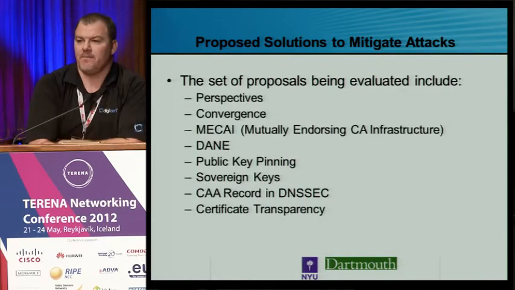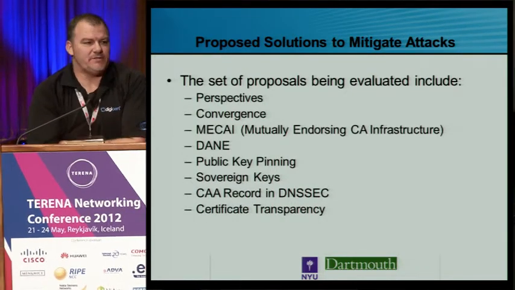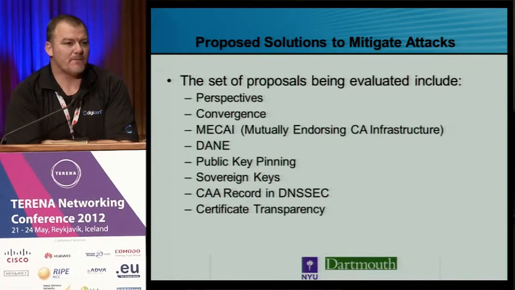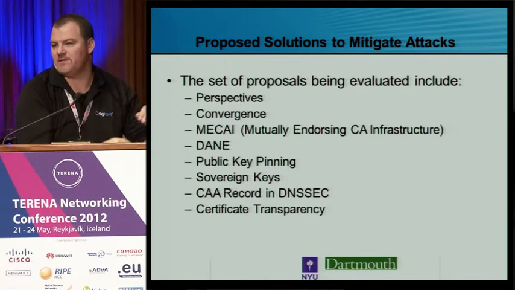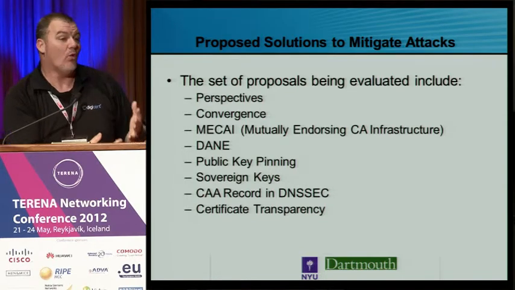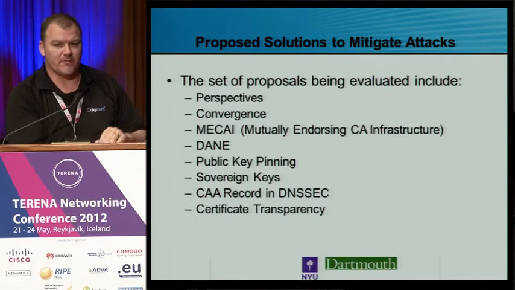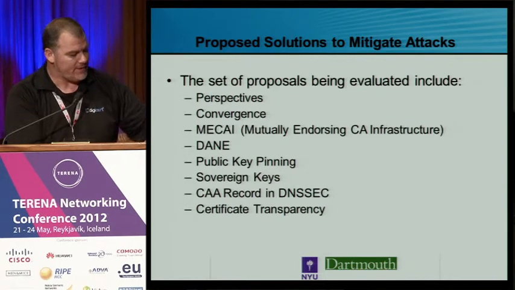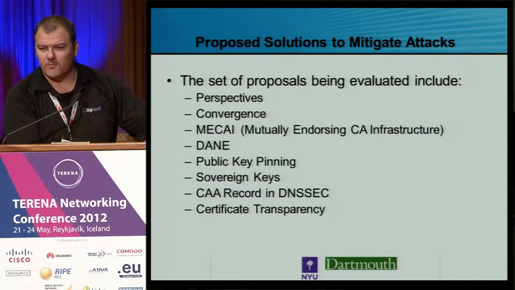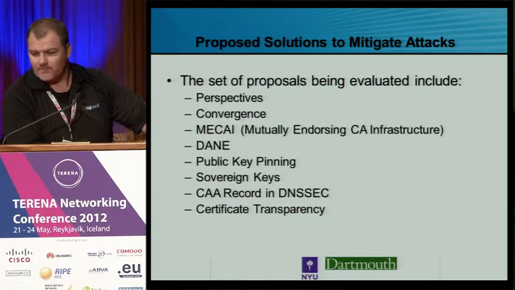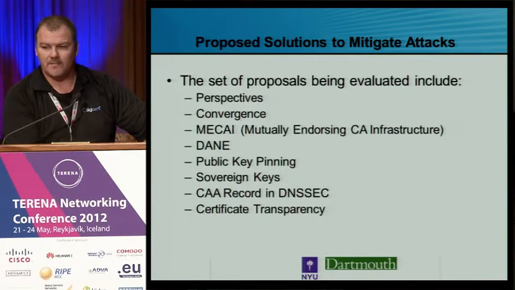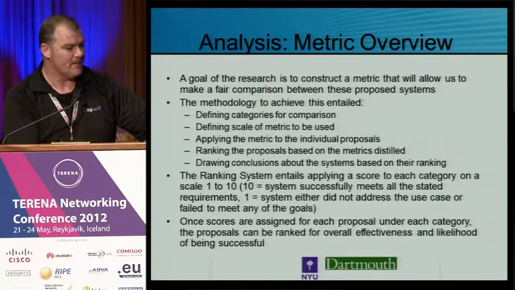So, as a result of saying, look, we've got some issues here, there were a number of proposals that were put forward saying, we can solve this issue, we don't need the CAs anymore, or perhaps we build on the CAs because there's a combination of these in here. There were 8 different proposals that were assessed in this research. They're listed up there: perspectives, convergence, MECI, DANE, public key pinning, sovereign key, CA records in DNSSEC, and certificate transparency.